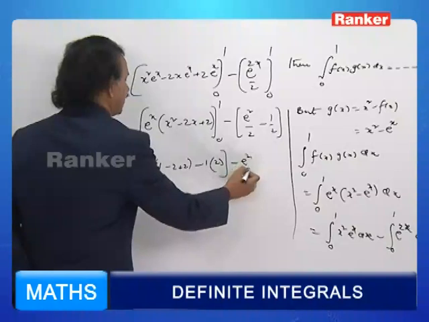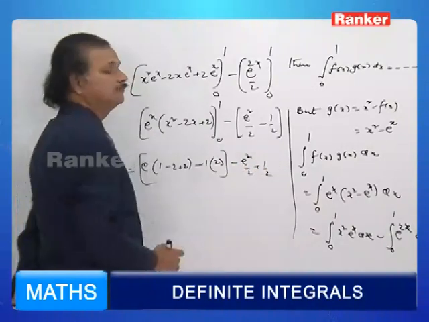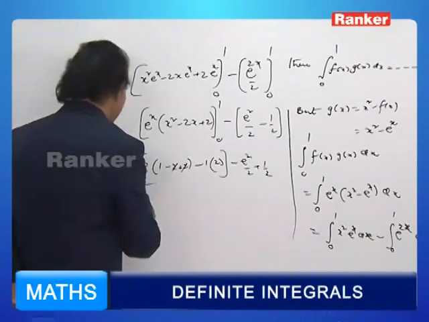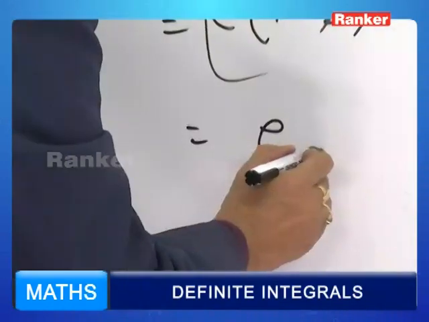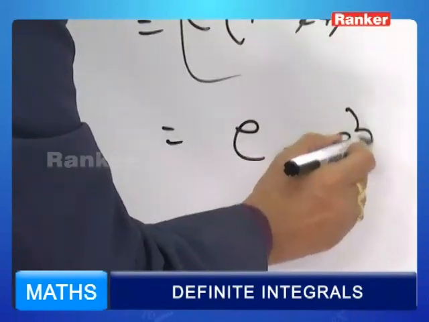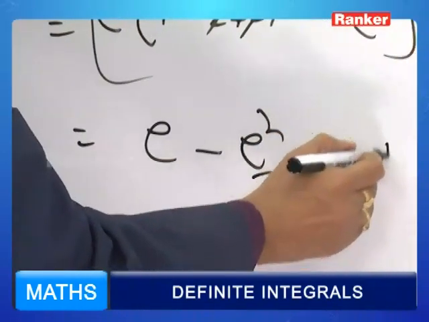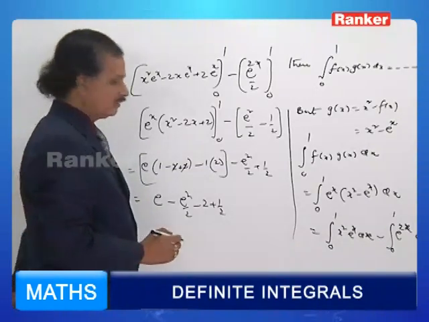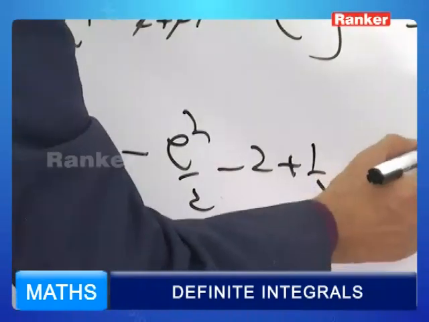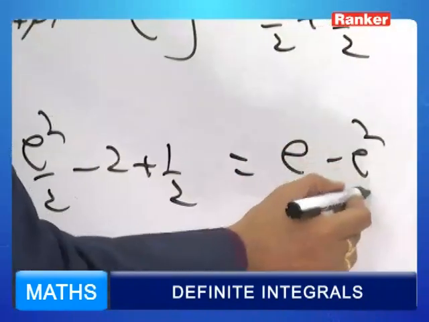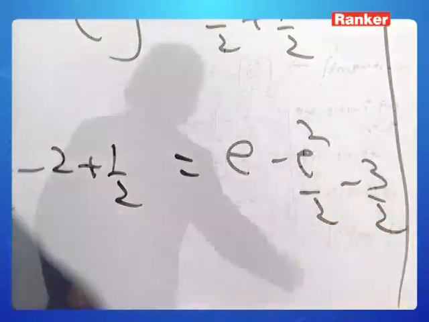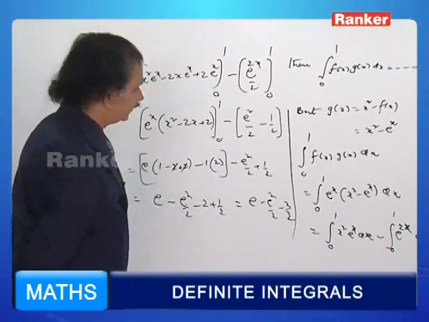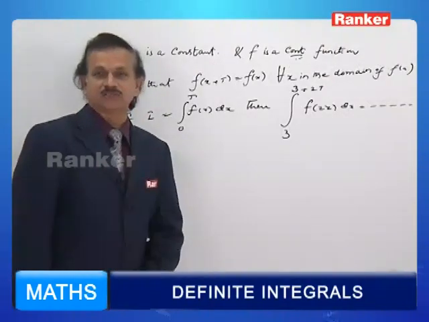Minus e square by 2 plus 1 by 2. All together, it is e minus 2, e minus e square by 2 minus 2 plus half. What is minus 2 plus half? Minus 3 by 2. Hence, this is e minus e square by 2 minus 3 by 2. This is, of course, the original answer. You please follow it. Let us look at the next question.